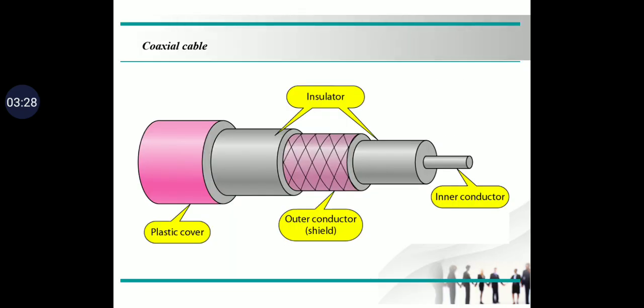The next is the coaxial cable. Here we have the innermost conductor, and only through that are the data signals transmitted. To cover that we have an insulator, and then the outer conductor, and the plastic cover is there.